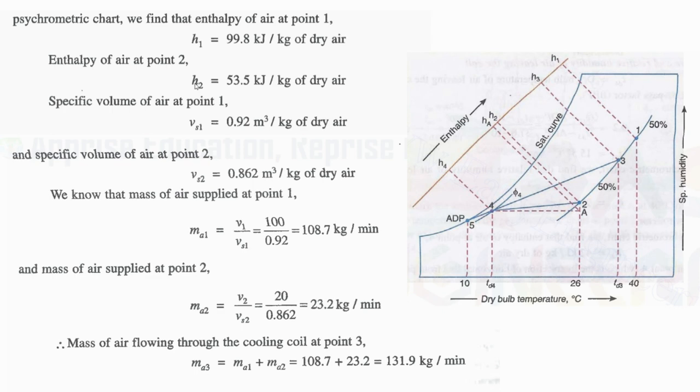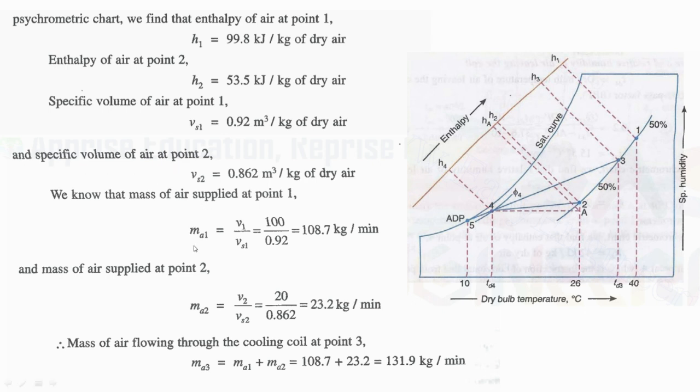So M1 is basically V1 divided by specific volume, where V1 is the volume flow rate. So now we have to find the specific volume at point number 1, Vs1. If we look in the chart, we can get the specific volume at point number 1, which is 0.92 meter cube per kg of dry air. Similarly, from point number 2 we get 0.862 meter cube per kg of dry air.